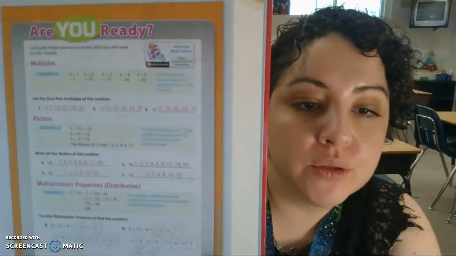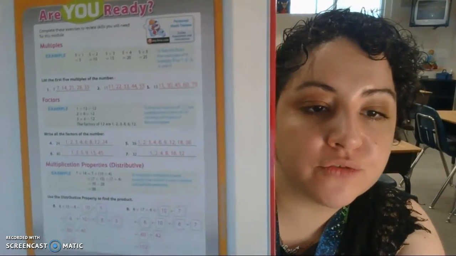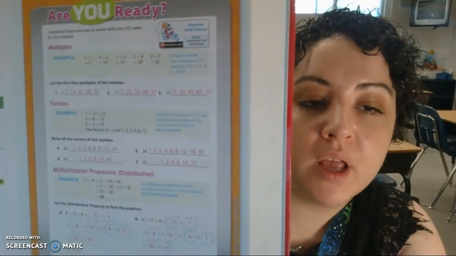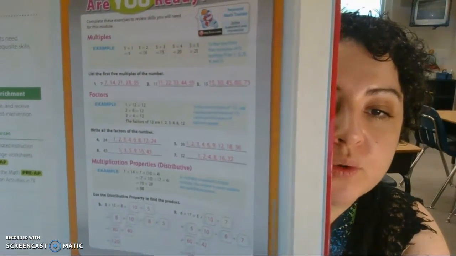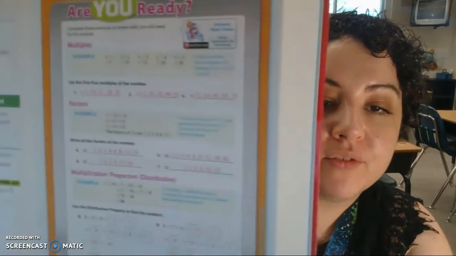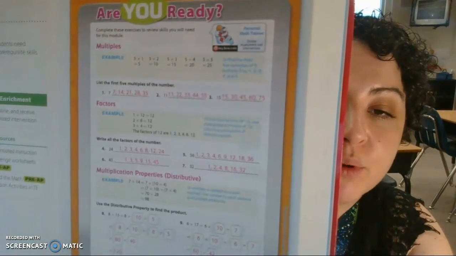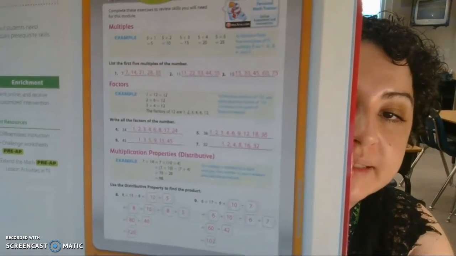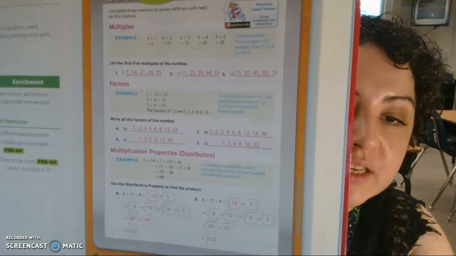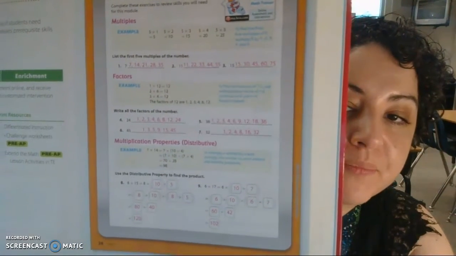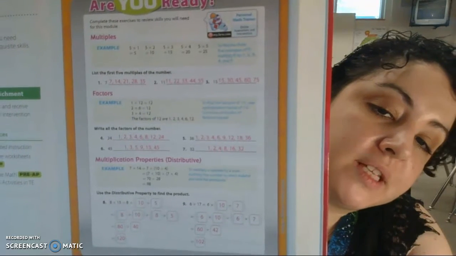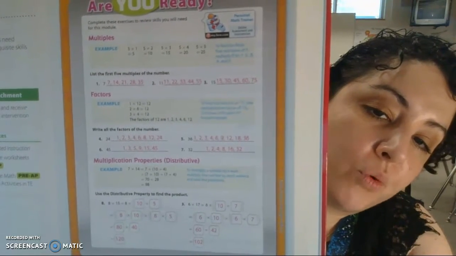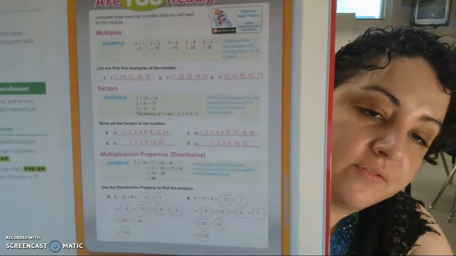So here we're going to take a look at multiples, and when you look carefully you'll see that we're going to list the first 5 multiples of each number. So for number 1 we're listing it as 7, 14, 21, 28, and 35. For our next multiples, they're multiples of 11. So it's going to be 11, 22, 33, 44, and 55. We're going to then move to the next one, which is number 3. The multiples of 15 are 15, 30, 45, 60, and 75.